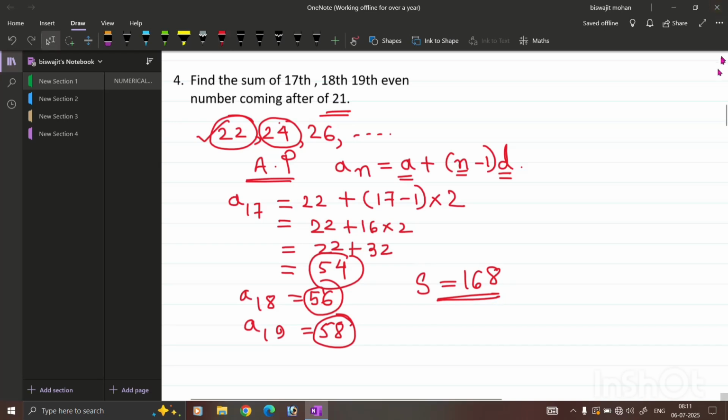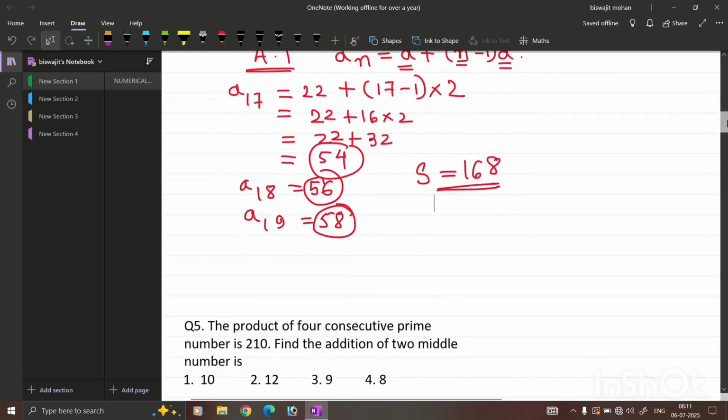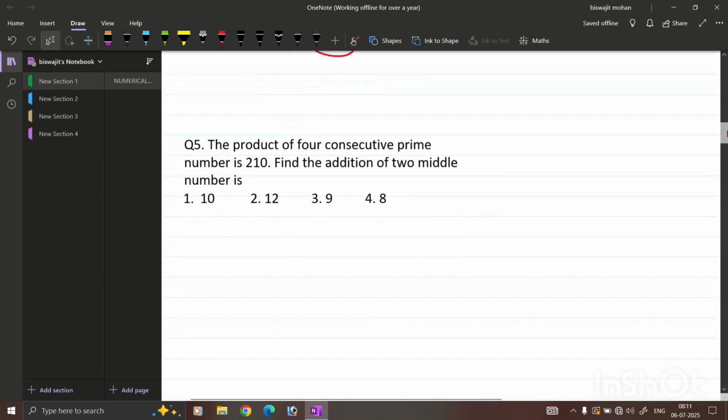Viewers, one more question with us. The product of 4 consecutive prime numbers is 210. Yes, 4 consecutive prime numbers, and it is asking to find the addition of the two middle term numbers.